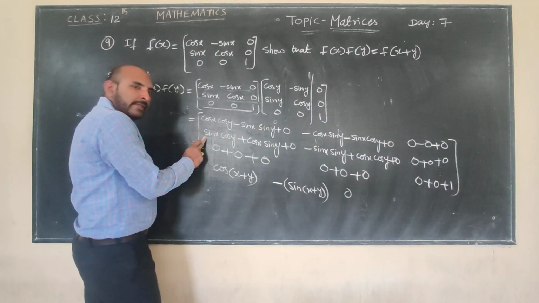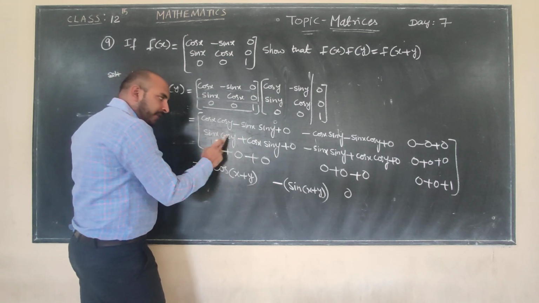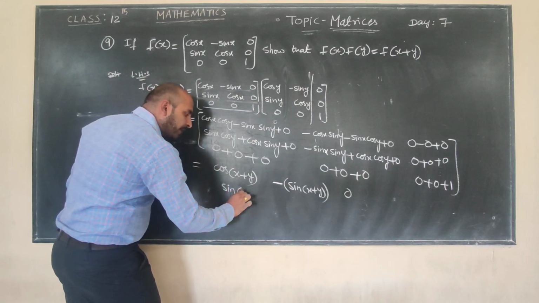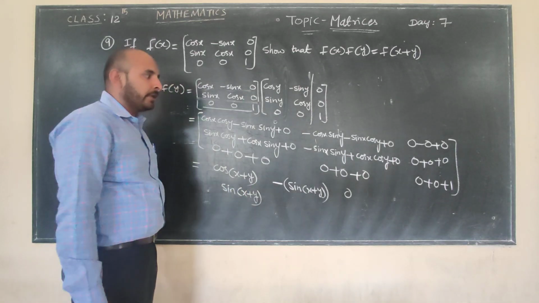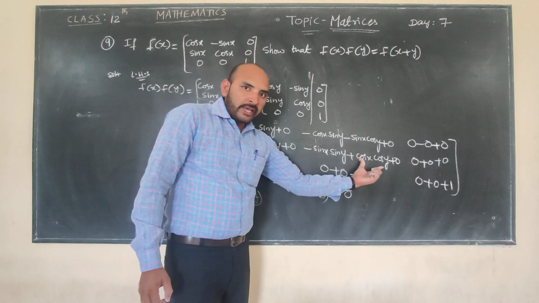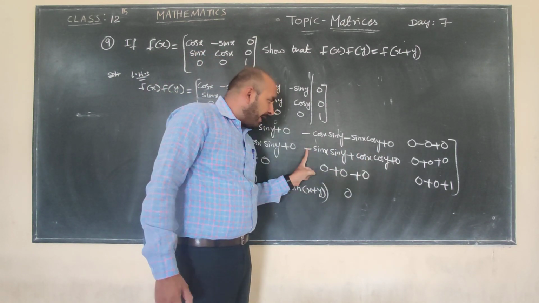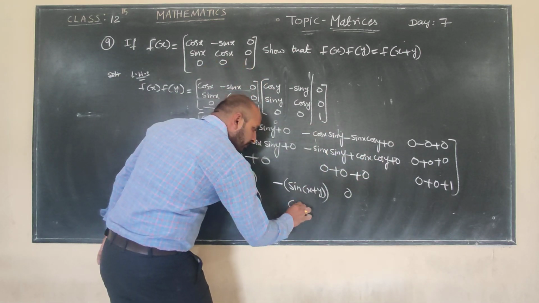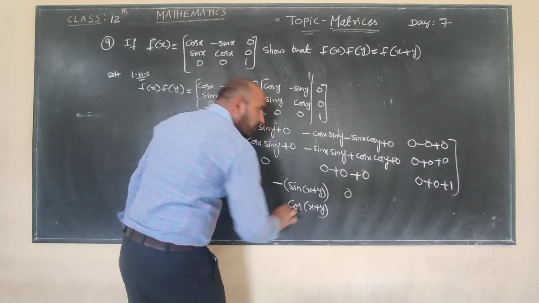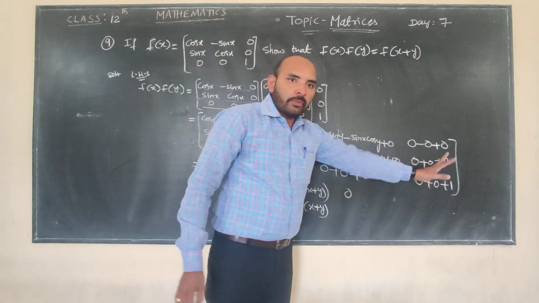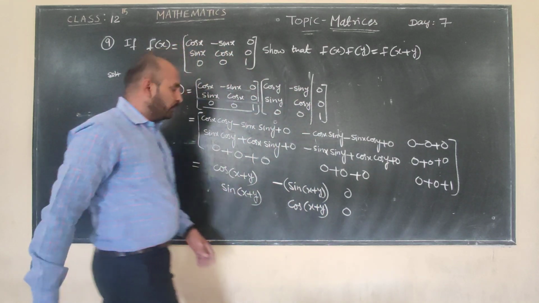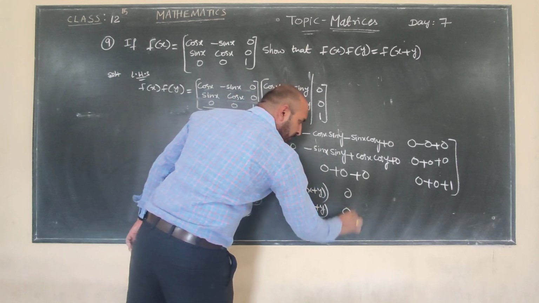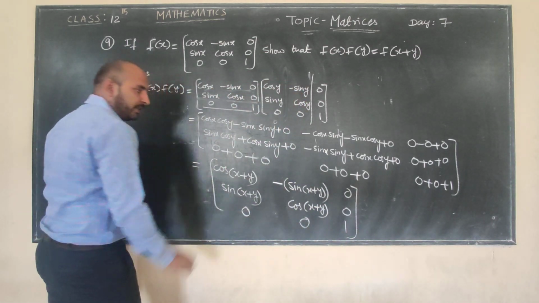Now second row first element: sin x cos y plus cos x sin y. It is also the formula sin of x plus y. Here coming to the second row second element: cos x cos y minus sin x sin y. This is also a formula and becomes cos of x plus y. Then 0 plus 0 plus 0, which is also 0. Now this value again, this value also 0. This is 1.